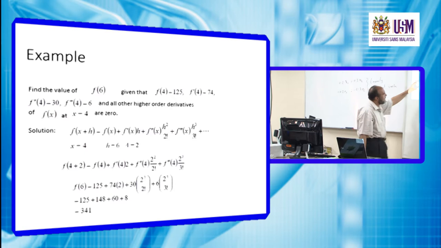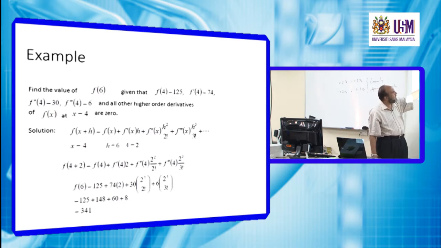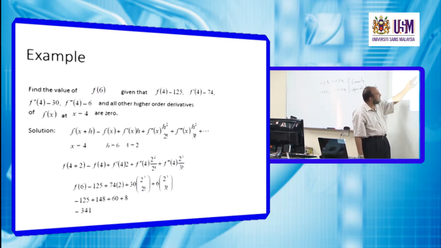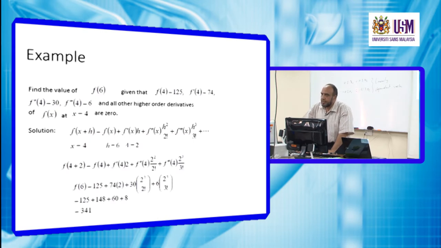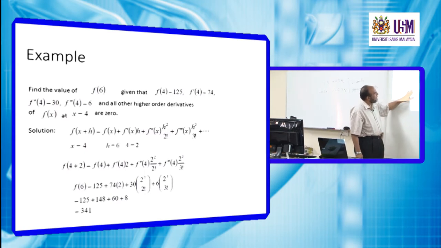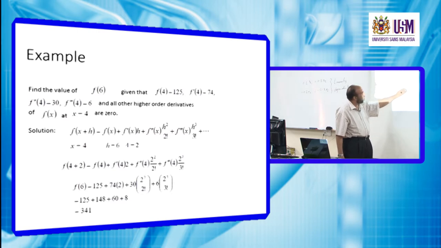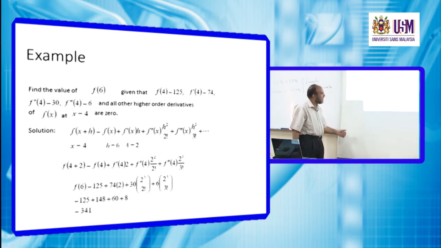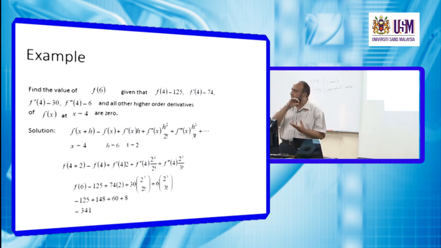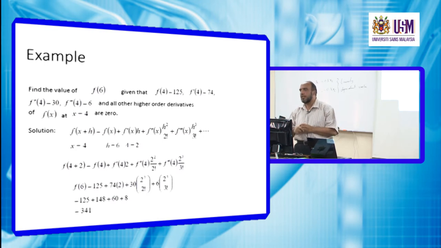To solve, we use the relation itself, and then we must define h. The function is defined at point 4, and we want to define it at point 6. So the step here is 2. Then f of 4 plus 2 equals f of 4, which is 125, plus the first derivative times h, which is 2, which is 74 times 2, plus the second derivative times 2 to the power 2, which is 4, over factorial 2, plus, and so on. This yields the final solution, 341. So knowing this information at a certain point, we can define the value of this function at any other point.